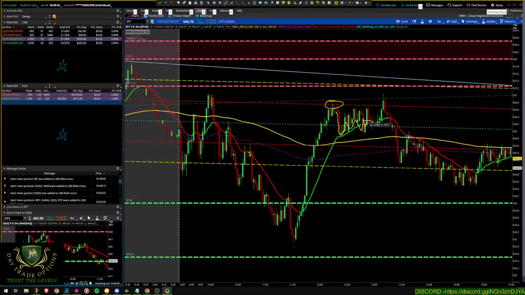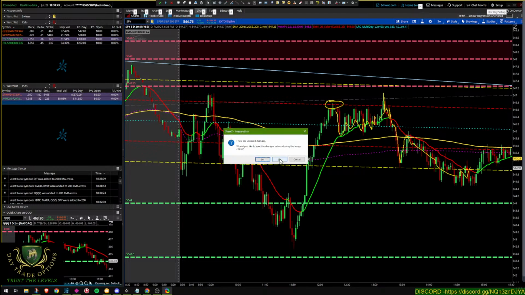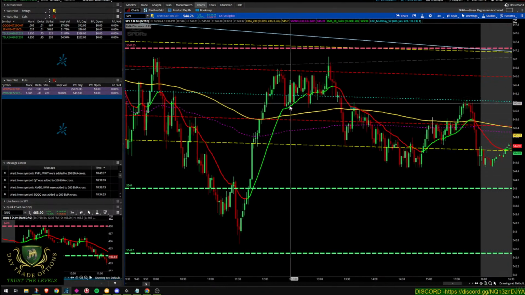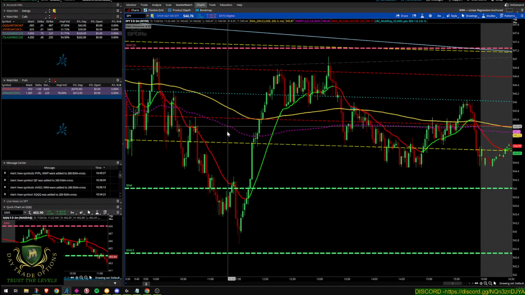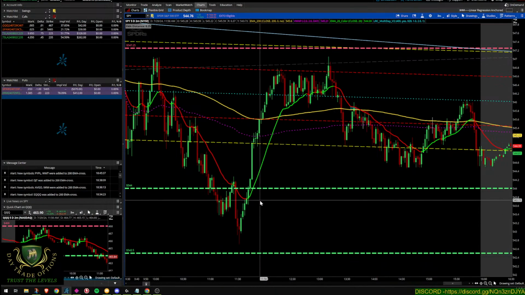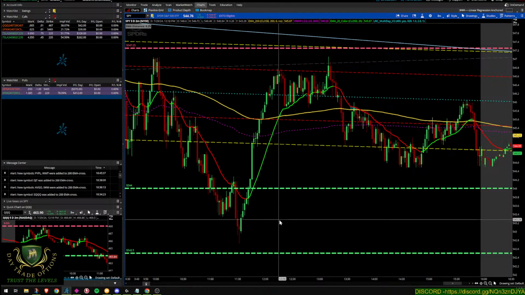Comes down, consolidates between these two LRCs, gets up here, finally jumps down off of this LRC, and the rest of the day, kind of a rough day, right? This was the best move of the day. I didn't even get that, but I ended up with about a $700 day, which was pretty solid on a day that's like this garbage.